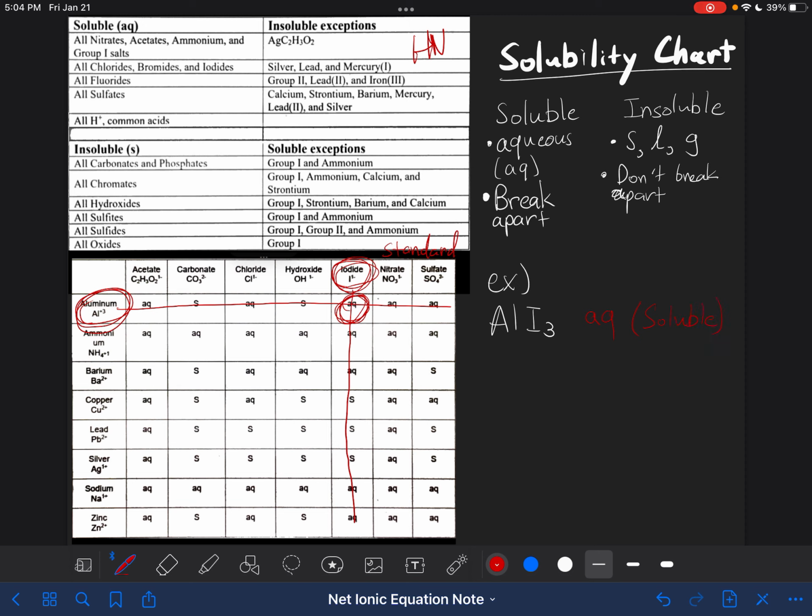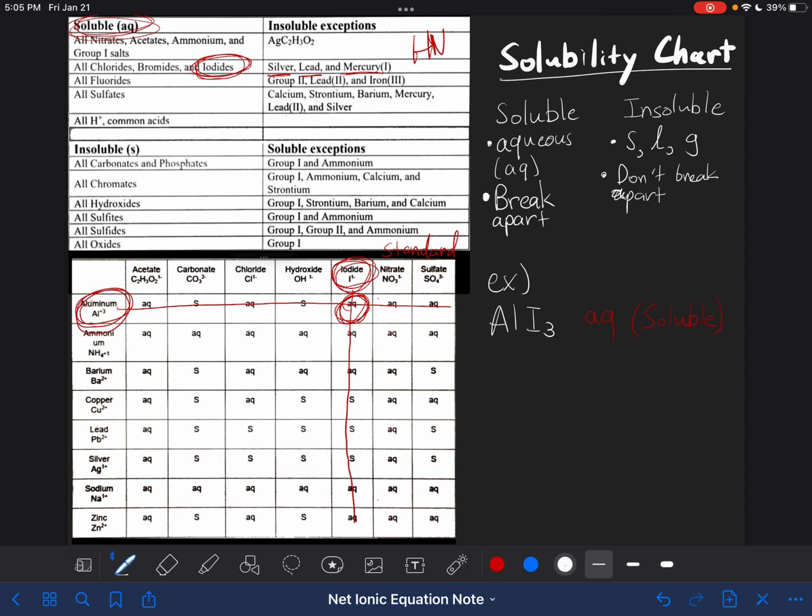Let's try the other one. Now, if we look at our honors chart, what we can do is focus on iodide. So if we look at iodide right here, we're going to make sure we don't see any aluminum on the right side. So we have silver, lead, and mercury. None of these are actually aluminum, so that means if we look at the top, it's going to be soluble or aqueous. If this is confusing to you, I will provide you more example problems.